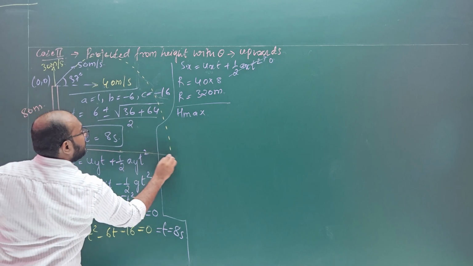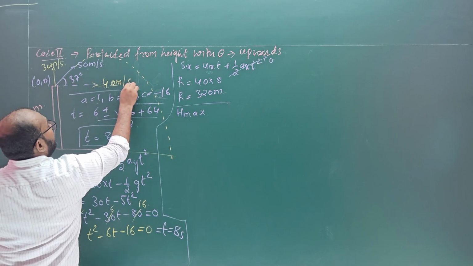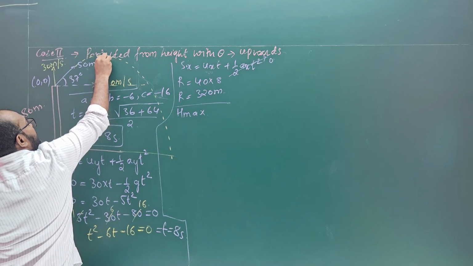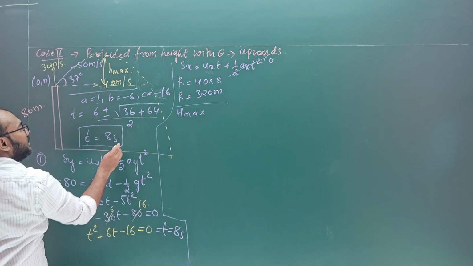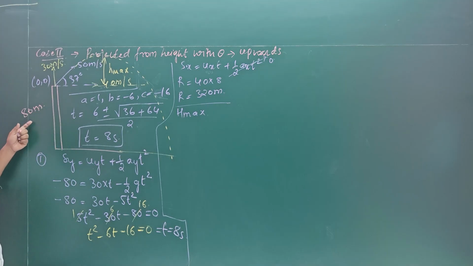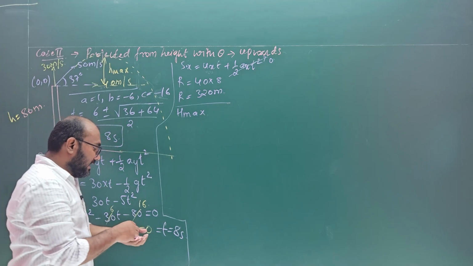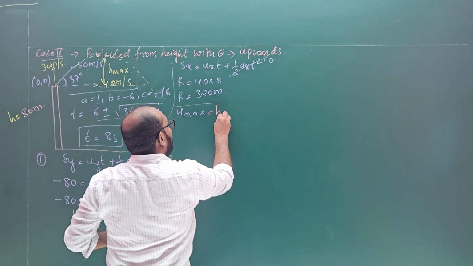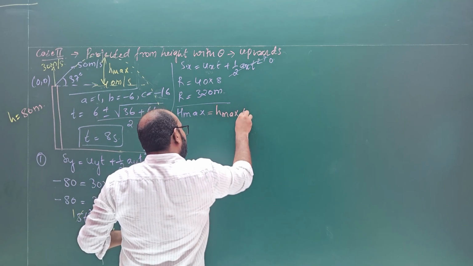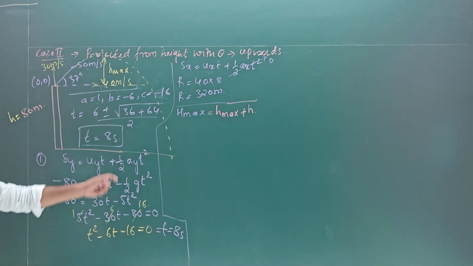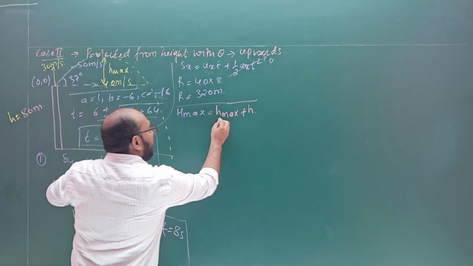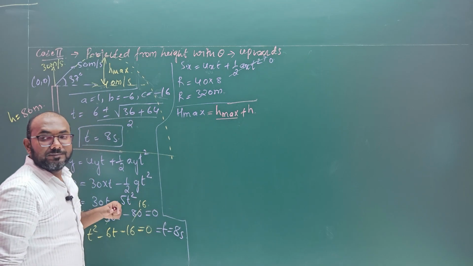Like this. So can I say that from here to here is your height Hmax, and from here to here is height h, let's say 80. Already the height of the building is given as 80. So can I say that the total Hmax will be Hmax plus h, the height of the building? That will be the total height Hmax from the ground. And we can calculate it by using the ground to ground equation.